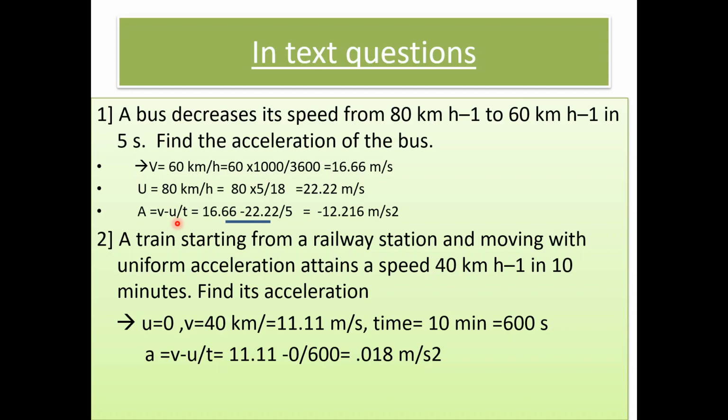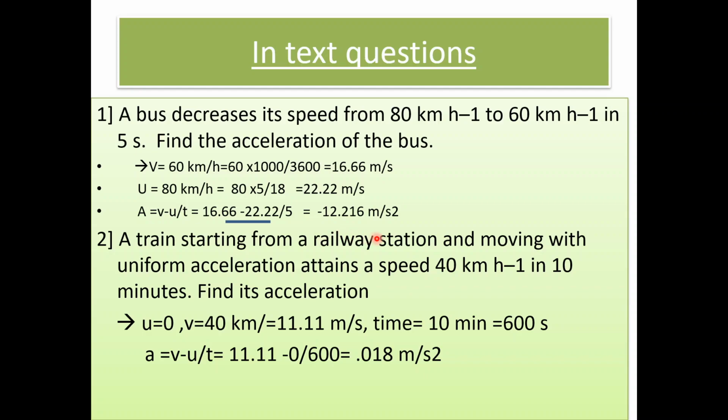A is equal to v minus u by t. Time is given in seconds, so directly you can put this value and you get the value for acceleration. Negative sign. What does this negative sign indicate? That the velocity is decreasing, retardation is taking place.